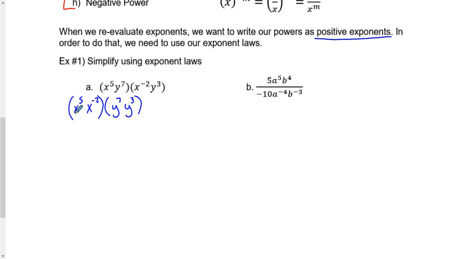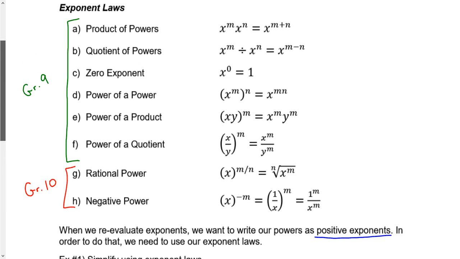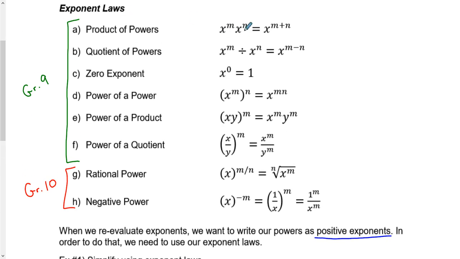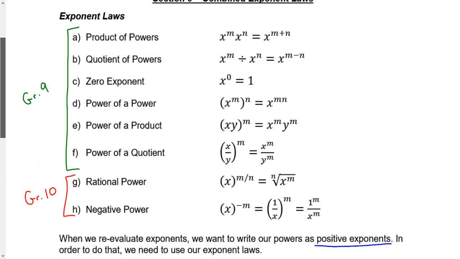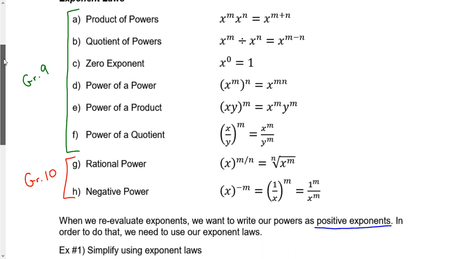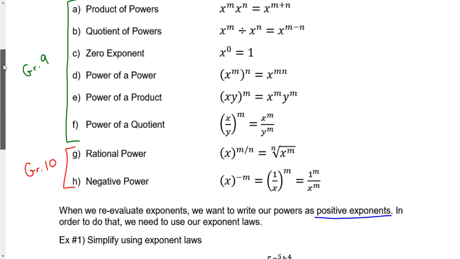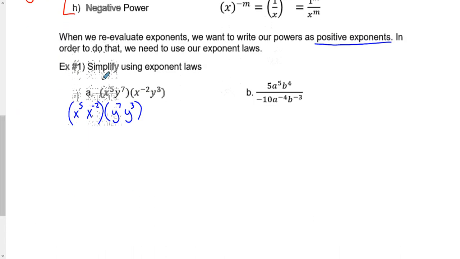So here's what we're looking at. We're looking at x to the power of 5 multiplied by x to the power of negative 2. Well, let's use that first exponent law, product of powers. Same base, we're multiplying, add the exponents. I'm not going to spend a lot of time up here. I'm going to expect that you have these in your memory and are able to use them at a second's notice. Same base, multiplying, add the exponents. 5 add negative 2 is 3. Same base, multiplying, add the exponents. y to the power of 10. Over and done.